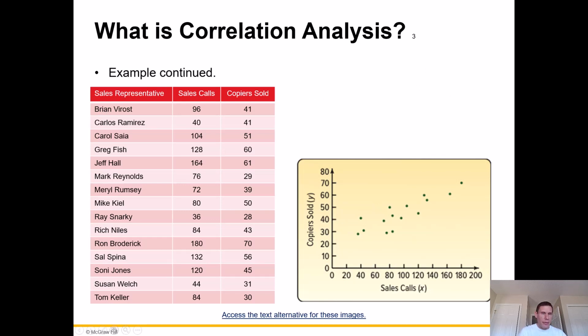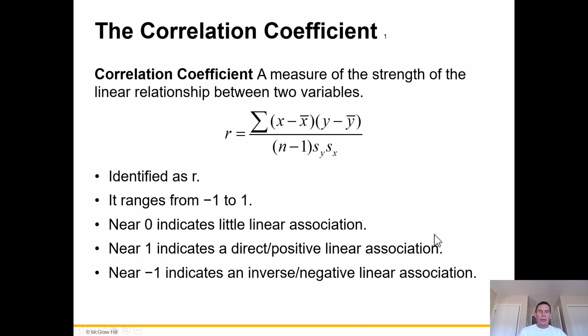So here we can see the sales reps, we can see the sales calls, and then we can see the copiers sold. So we've basically got copiers sold on the y-axis, right? And we've got sales calls on the x, and all these points have been plotted. So think of these as your ordered pairs, if you will. All right, so hold that thought for a second.